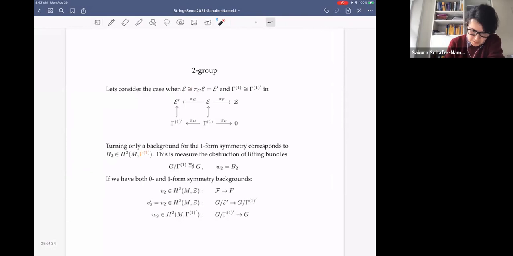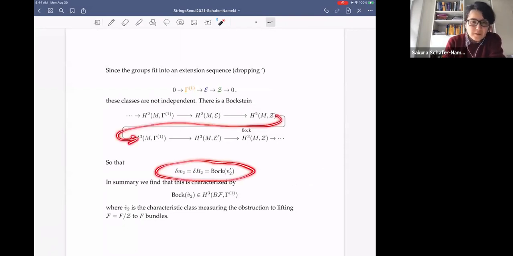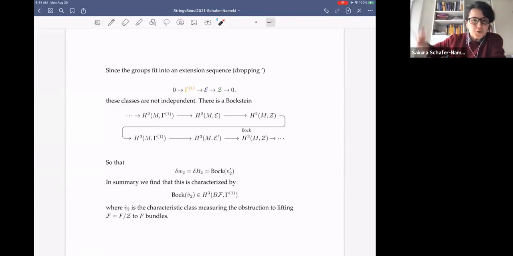Right? So V2 prime is this class here. So in fact, we turned on a non-trivial class. There's a non-trivial map to this. And in fact, that tells us that delta B2 is a function of the background for V2. So in summary, this gives a non-trivial two group whenever you have an element which is the Bochstein map from this kind of cohomology, now actually applied where this is not M, but the classifying space for the bundles. So in our case, BSO3 with values in the one form symmetry. So the backgrounds for the zero form symmetry, so lifting the F bundles to the simply connected bundles, is giving you a non-trivial background for the variation of the one form symmetry background.